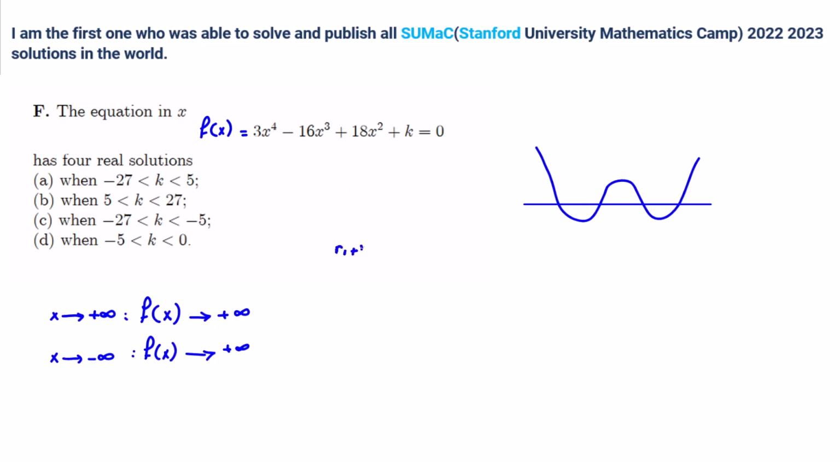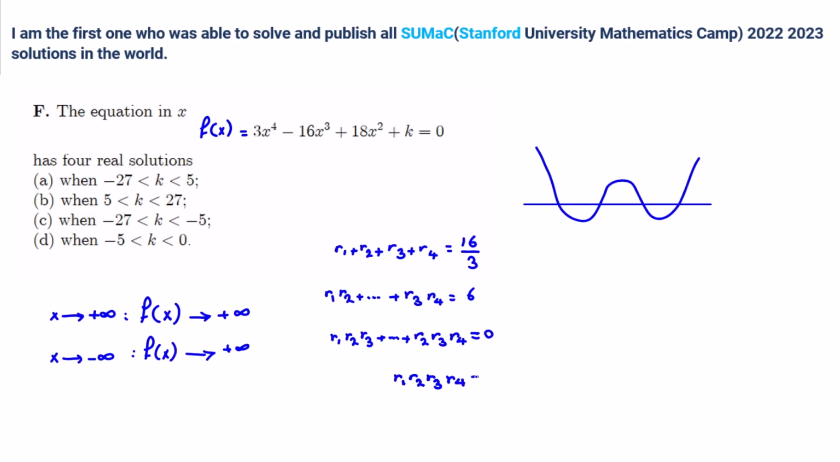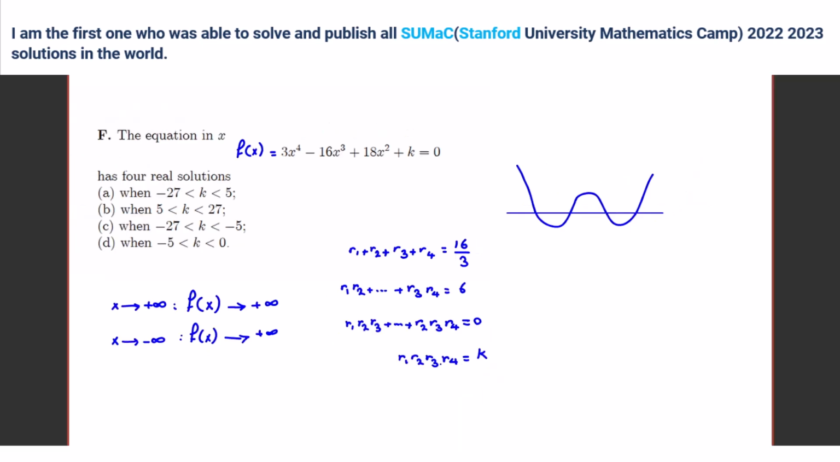For example, R1 plus R2 plus R3 plus R4 is 16. R1R2 plus R1R3 and so on is 6, and the sum of triple products R1R2R3 and so on is 0. The product of them is k.